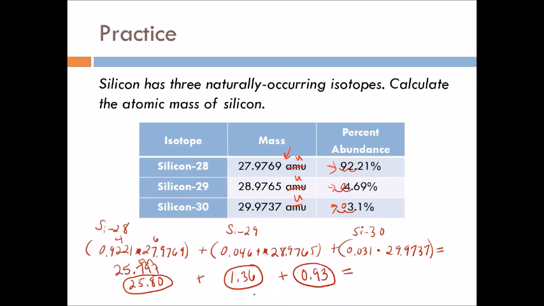Now all I have to do is add them up, and very nicely, they all have hundredths here, so I can round my final answer to the hundredths. And it looks like I'm getting 28.09 U. Anybody else get that answer? Yay, good, we agreed.